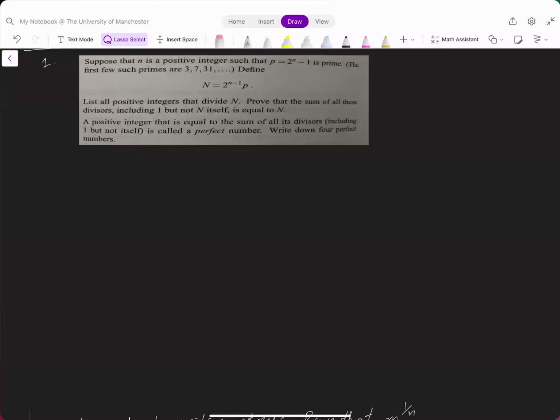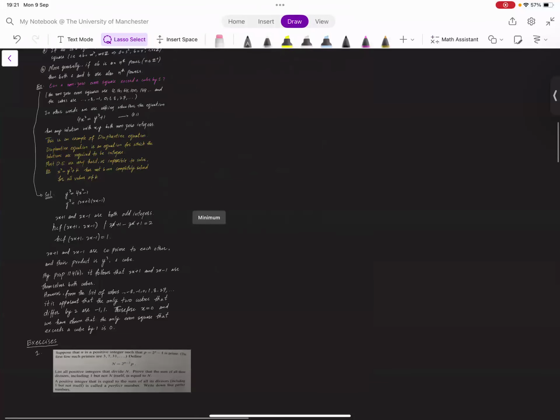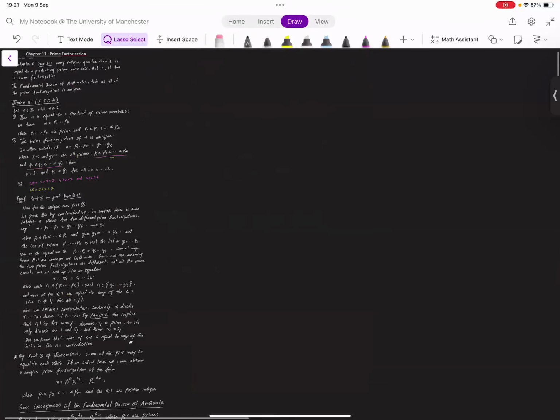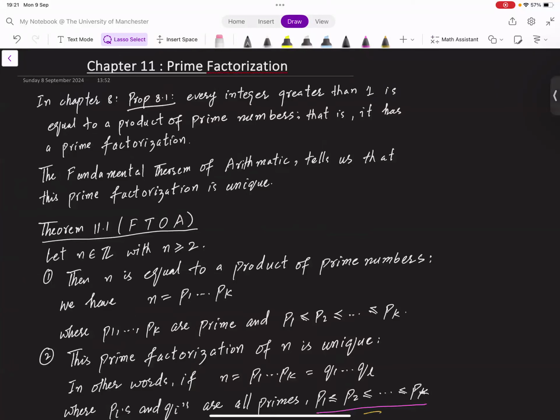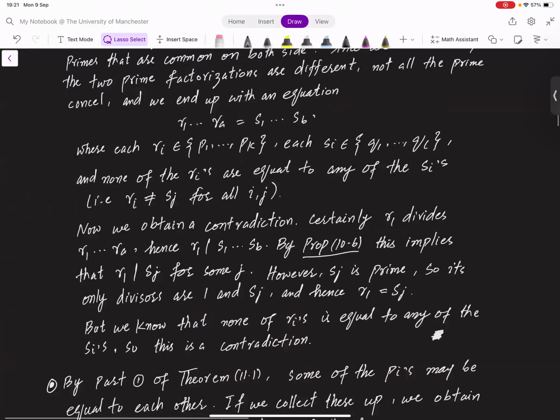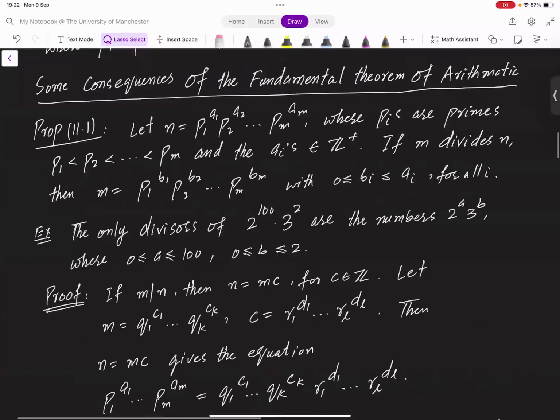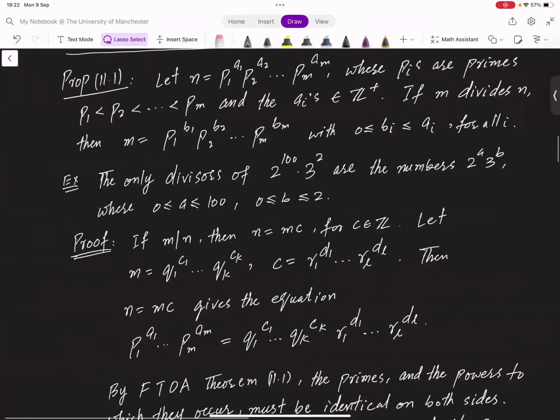Okay, so previously we have been talking about prime factorization, and then we presented the fundamental theorem of algebra. We have proved it, and then we presented some of the consequences of the fundamental theorem of algebra. And now we are going to try some exercises.